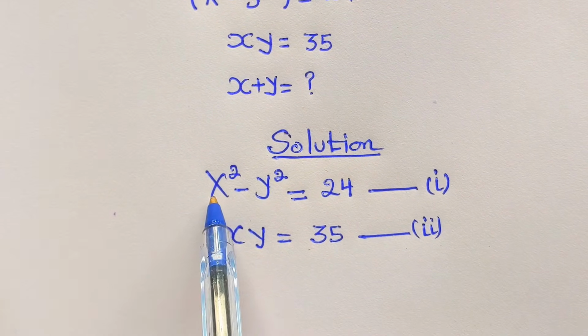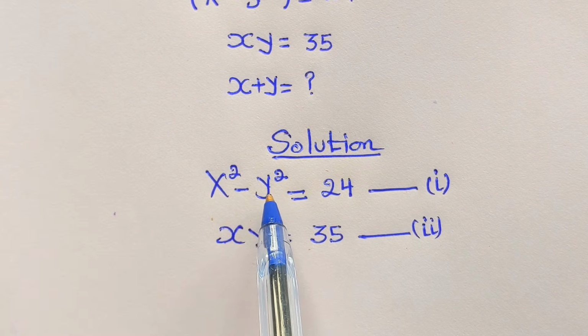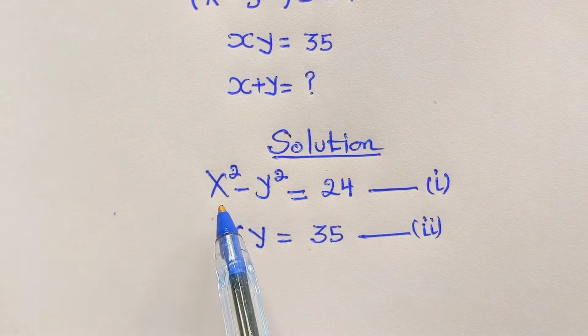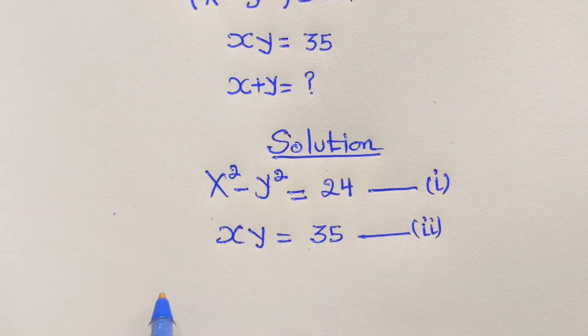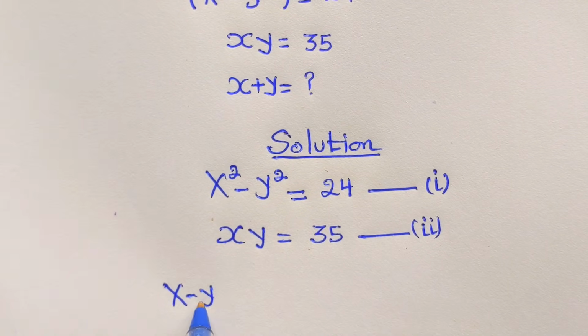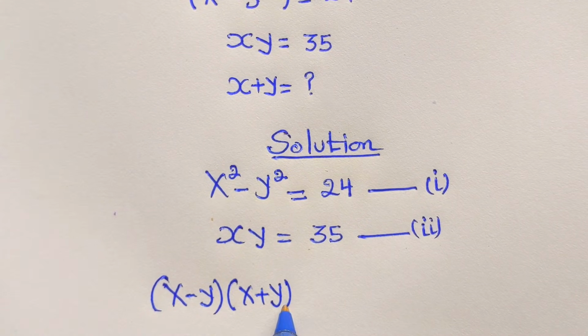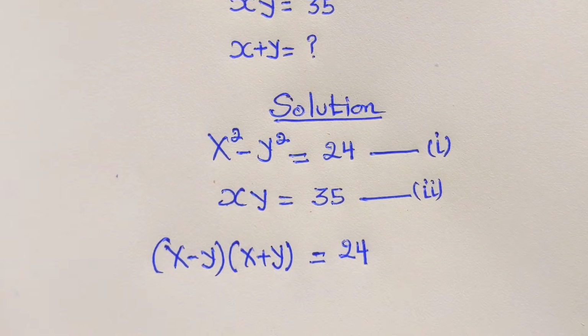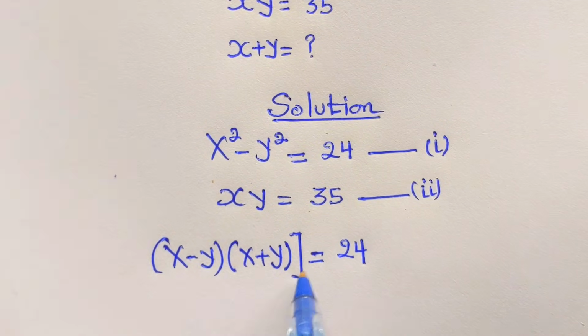Let us come to this x squared minus y squared. If you look nicely, this is the difference of two squares. We separate them to get x minus y times x plus y, which equals 24. Now we can square both sides.